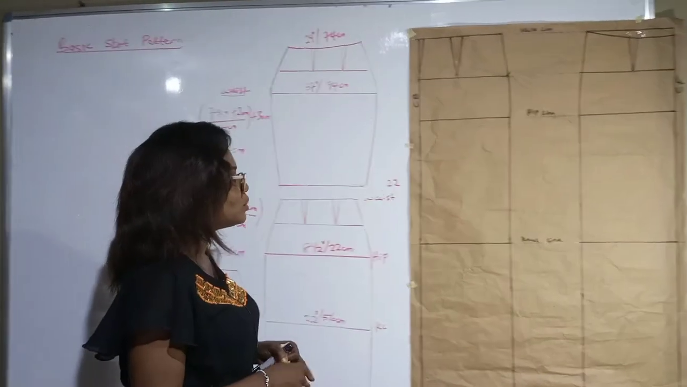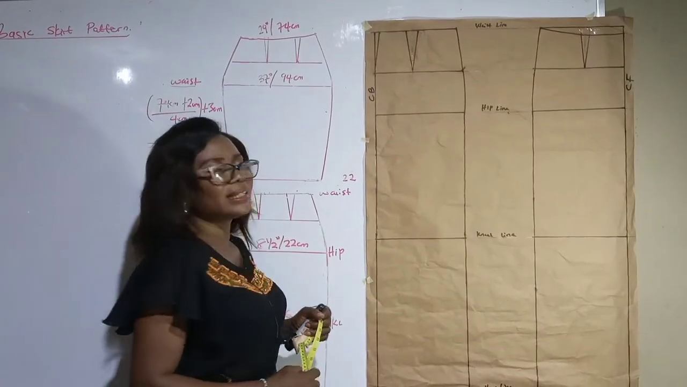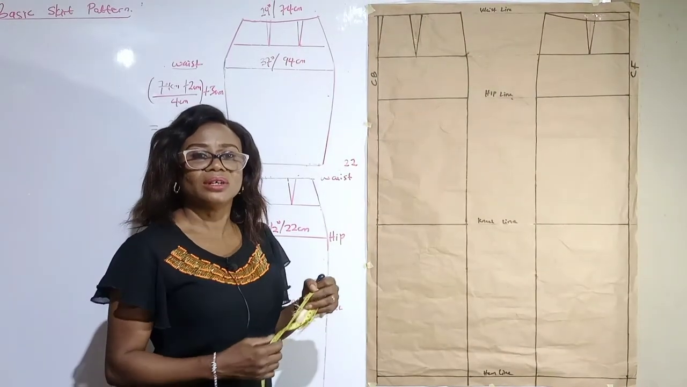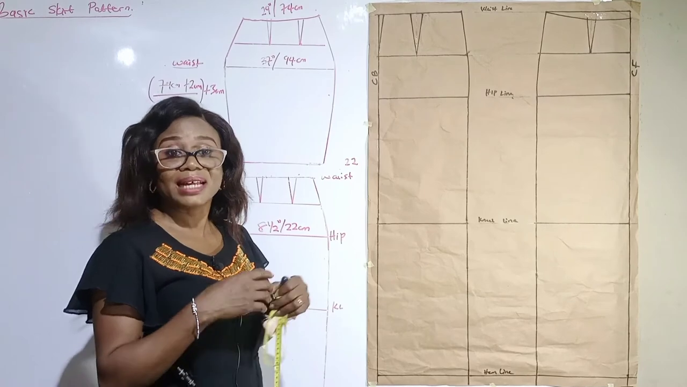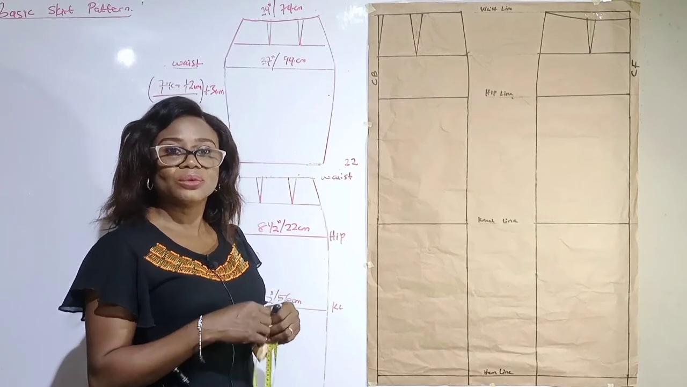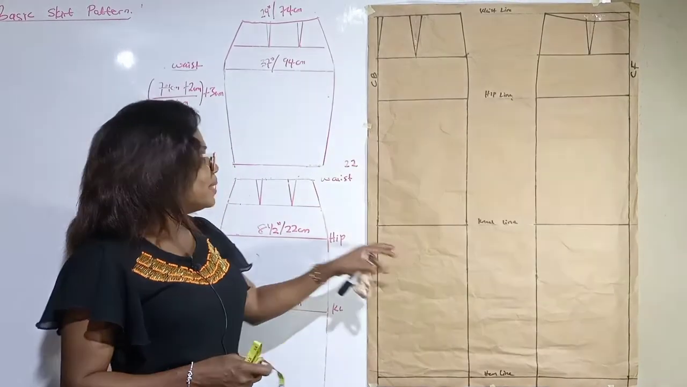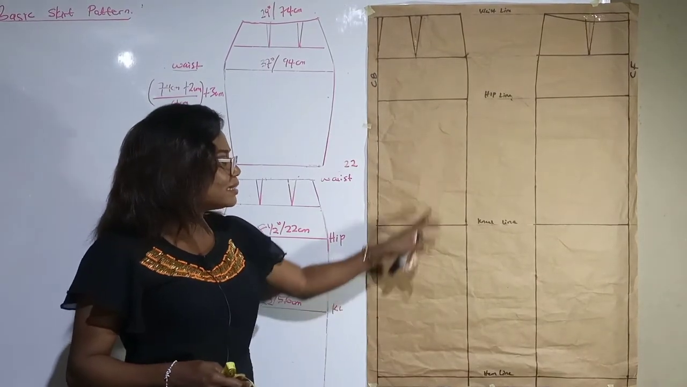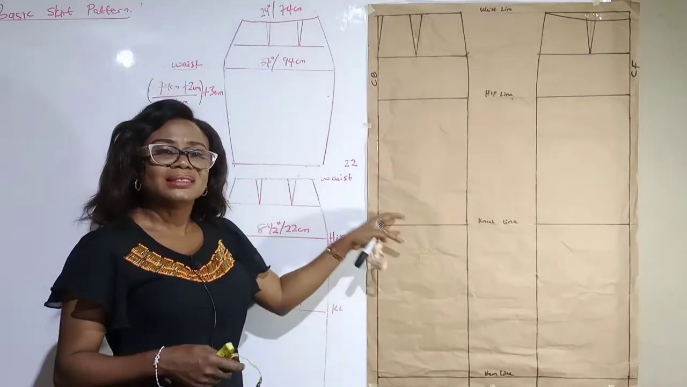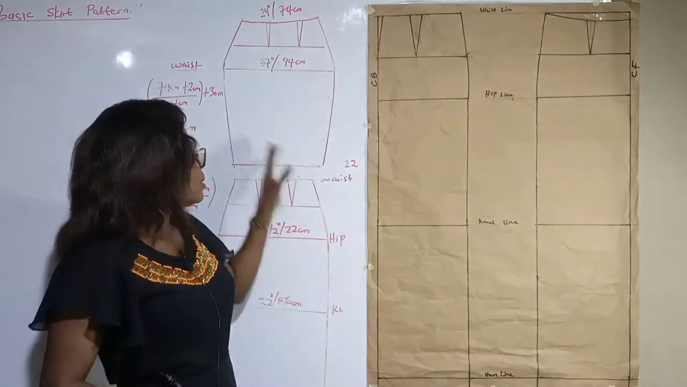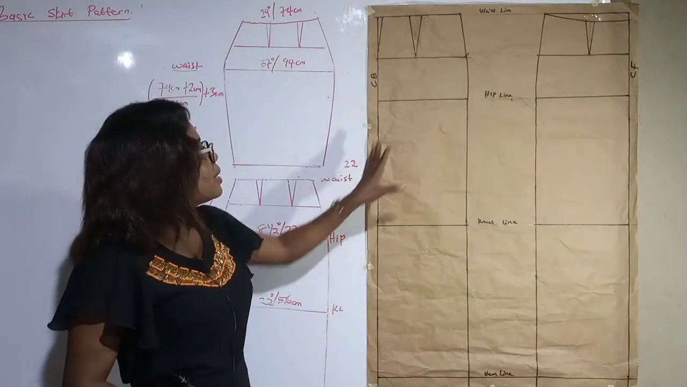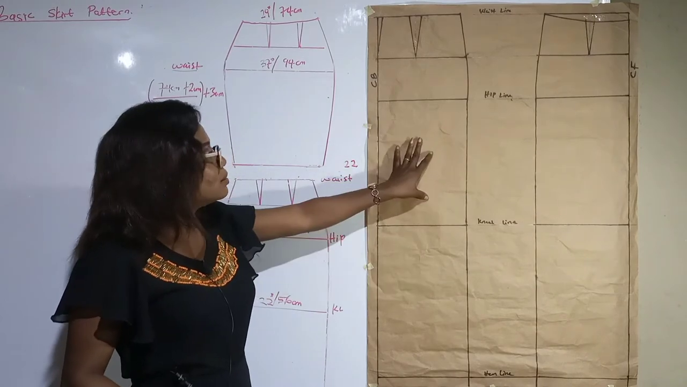Please, I will refer you to the previous video that we have done on introduction to pattern making. Please try and watch it, you will understand better. A basic pattern is basically a template from which you derive variations of styles. From the measurement we have taken, we can express it on a template.